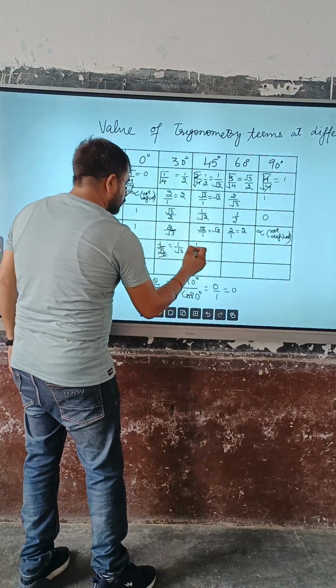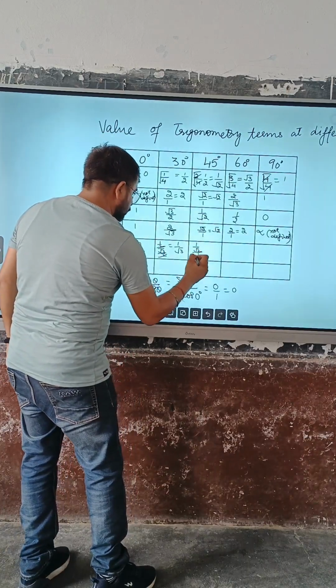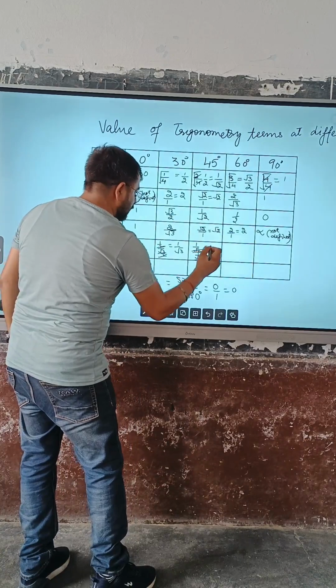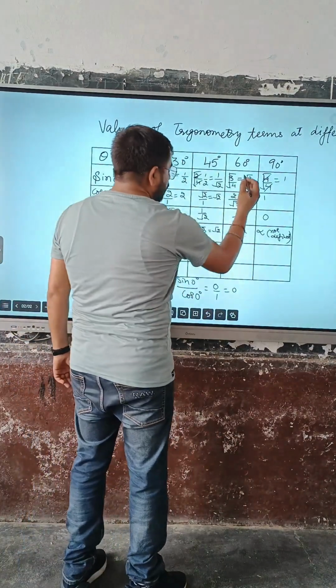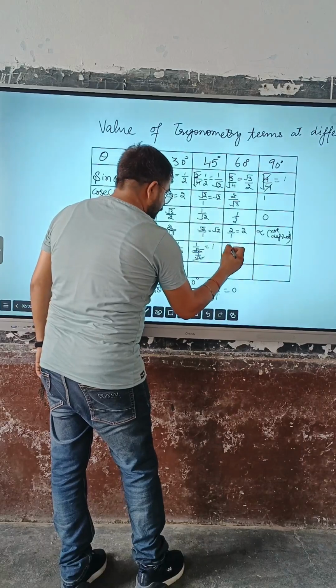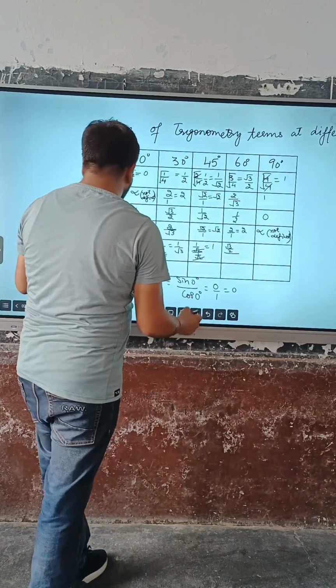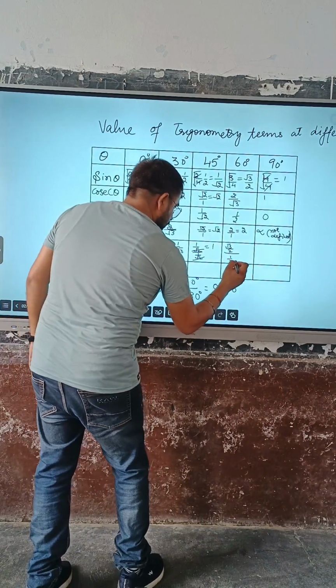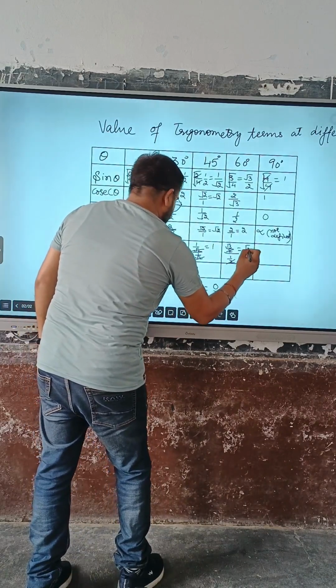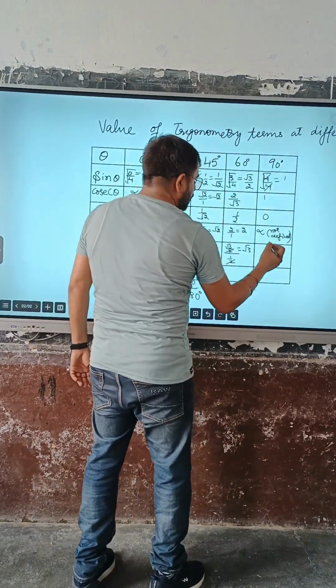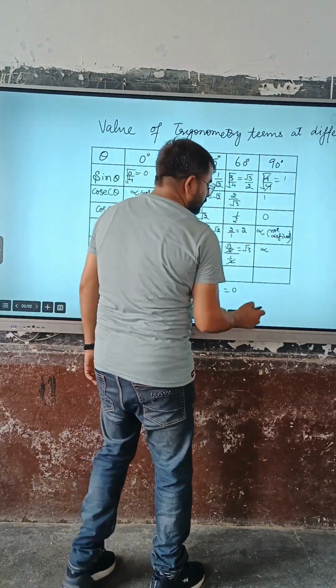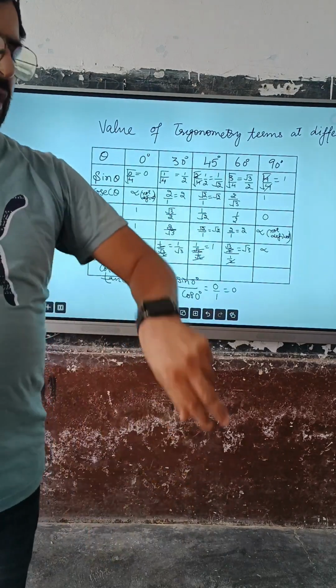Next, 1 by under root 2 divided by 1 by under root 2. So under 2 cancels, the answer is 1. Now under 3 by 2 divided by 1 by 2, so the answer is under root 3, and 1 upon 0. 1 upon 0 is infinity.